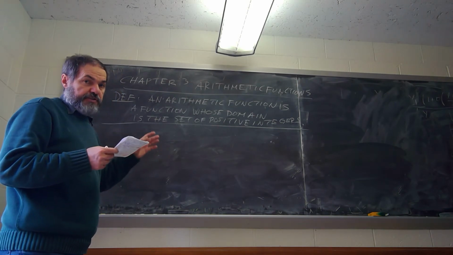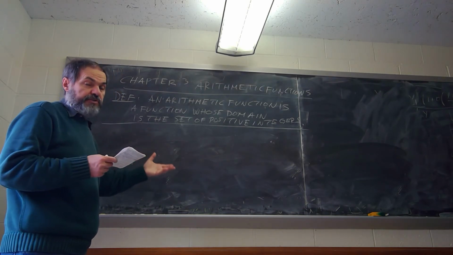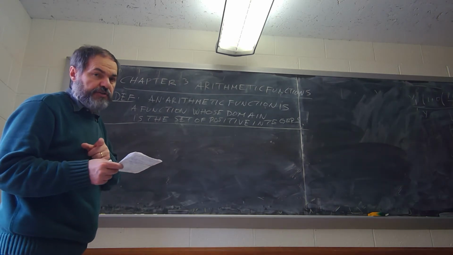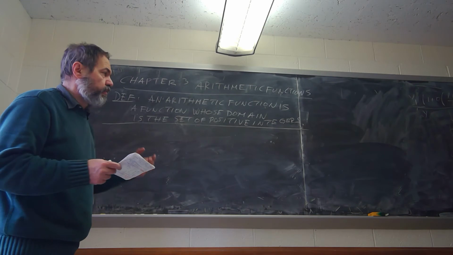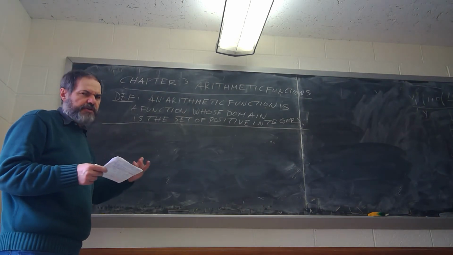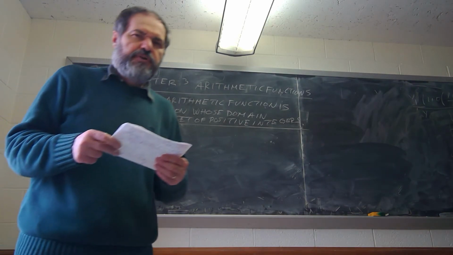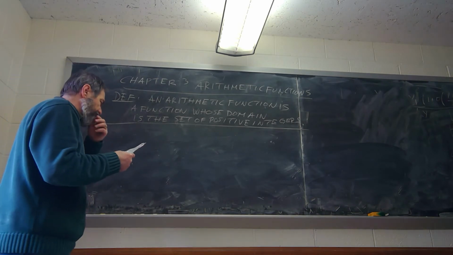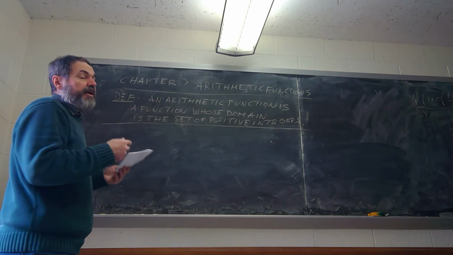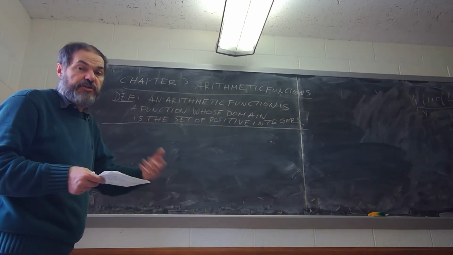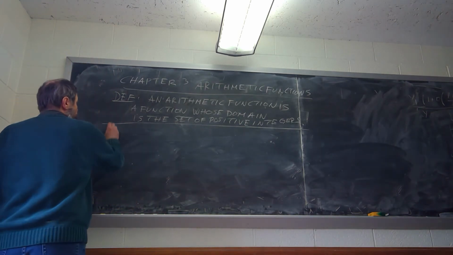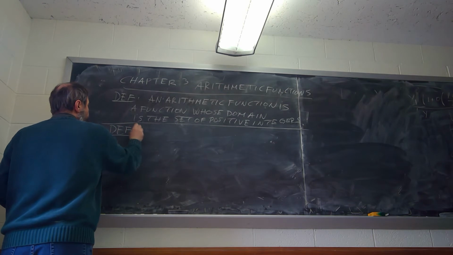Some functions that are defined on positive integers, like the Euler function, as an example, have additional properties. And one of them, that appears many times in problems in number theory, is the so-called multiplicative property, or multiplicative function, if the function has the property. So let's give the definition.